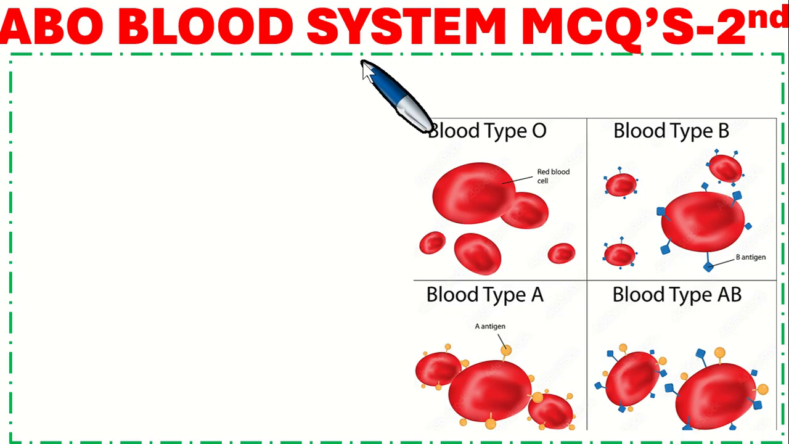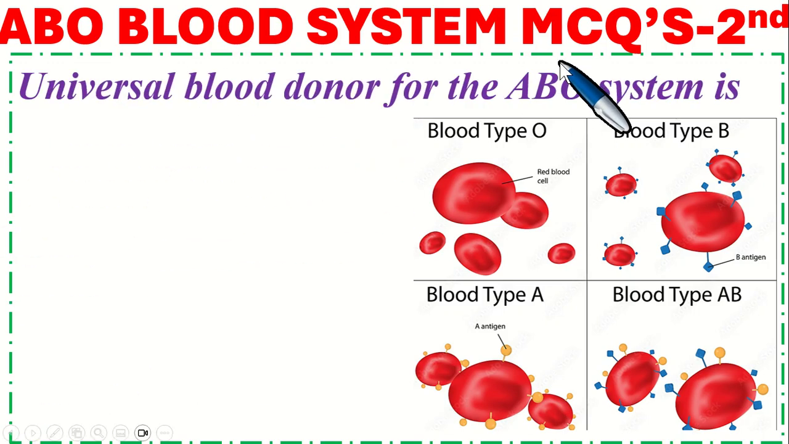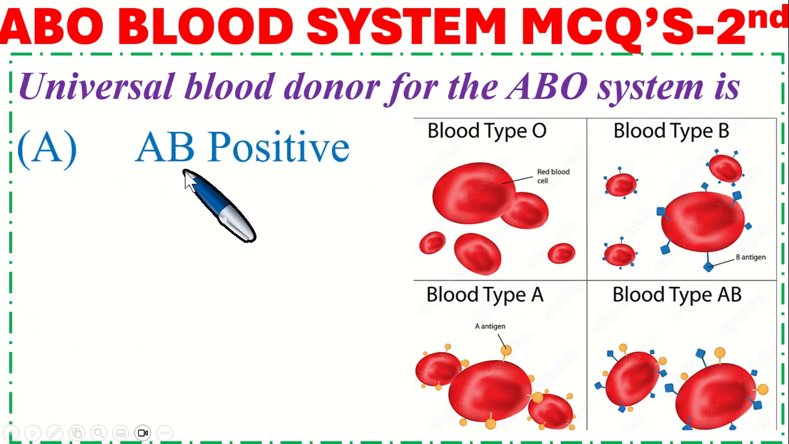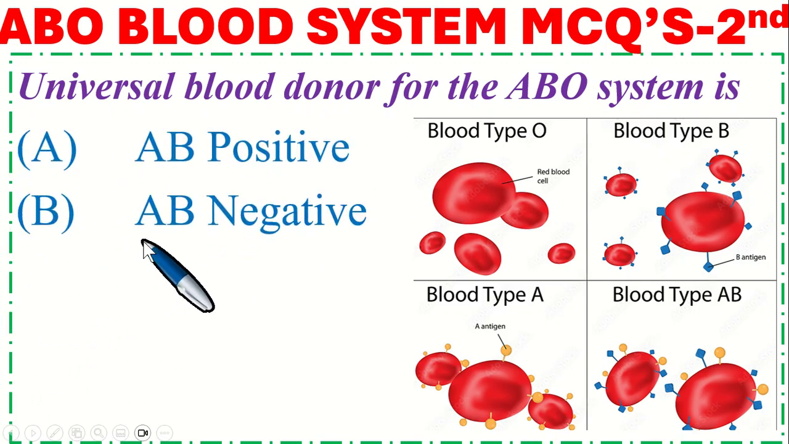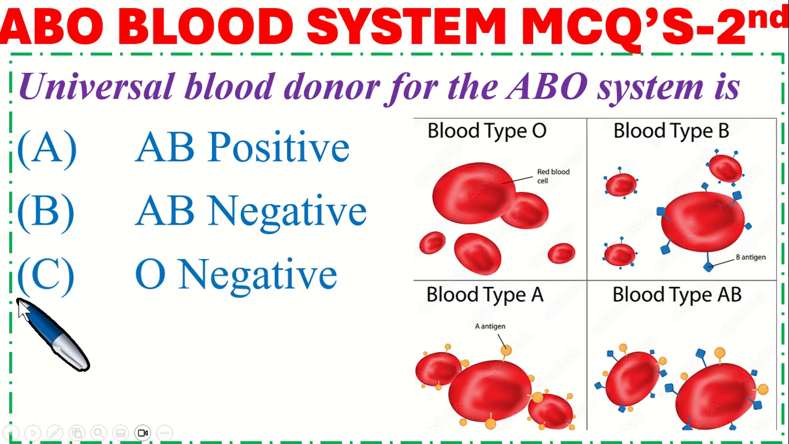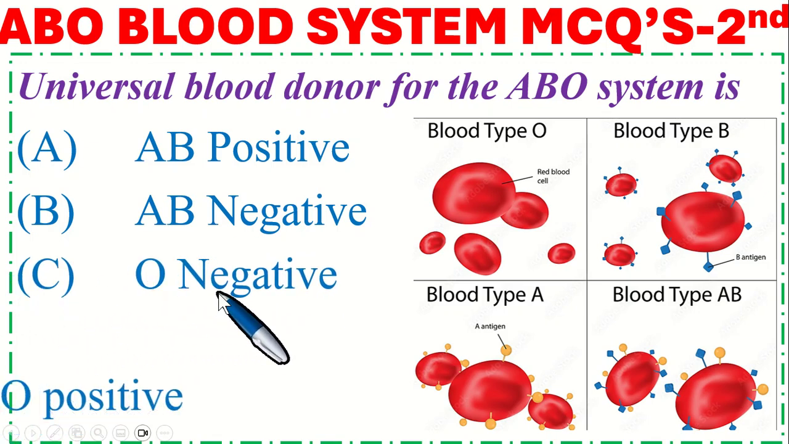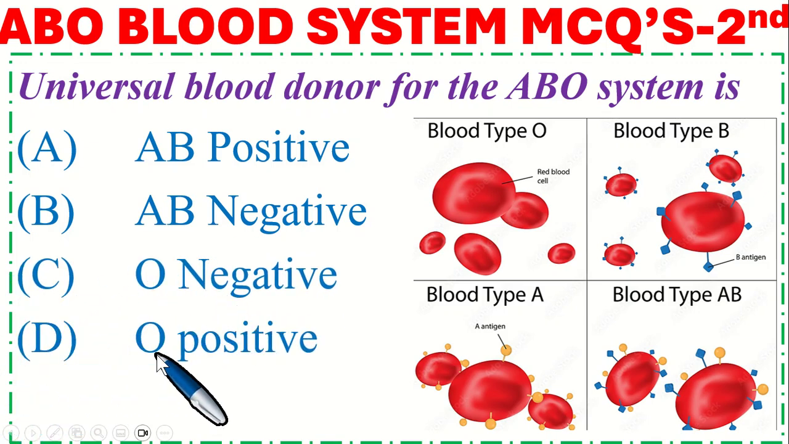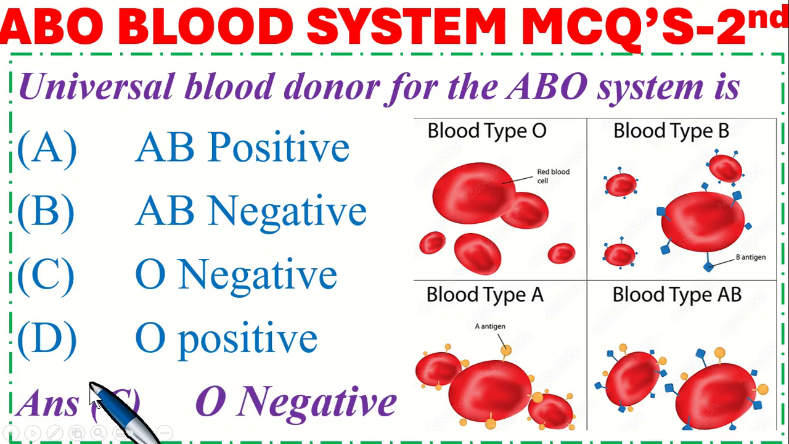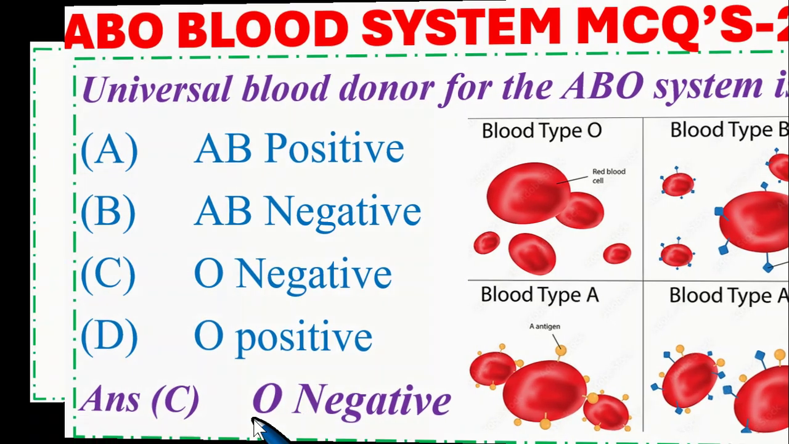ABO blood system MCQs part 2nd. Universal blood donor for the ABO blood system is option A AB positive, B AB negative, option C O negative, and option D O positive. So the correct option is C O negative.